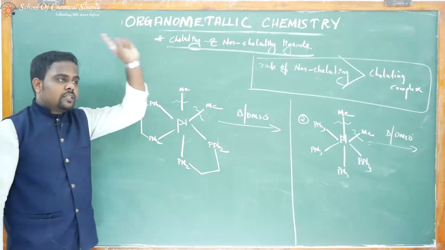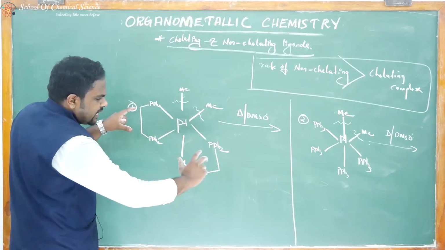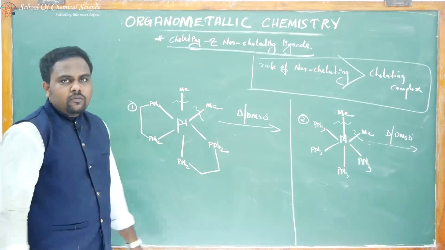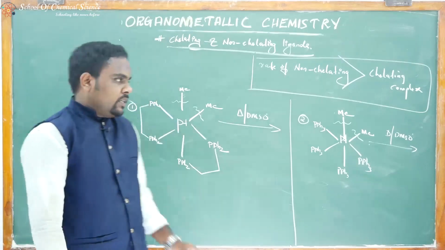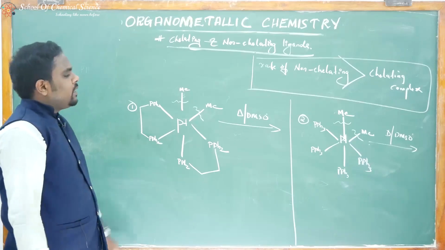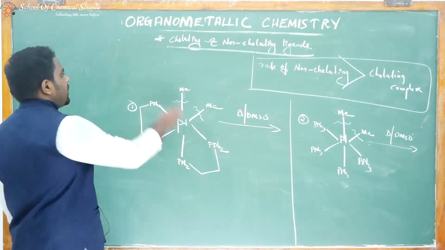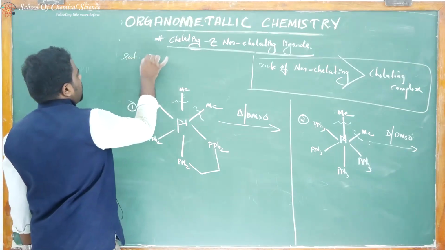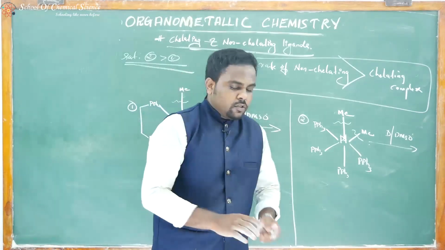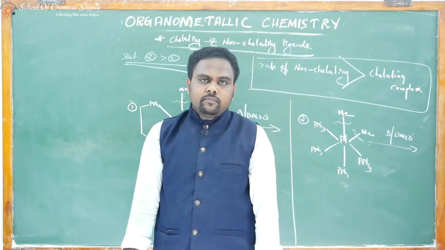That is again always the rate of non-chelating will be greater than chelating, because in the chelating ligand these ligands are connected. As a result, the steric crowding will decrease and the rate of reductive elimination will decrease. So definitely this is the chelating analog, that is the monodentate analog. So definitely the rate of 2 is greater than 1. So these are the 6 factors affecting the rate of reductive elimination.